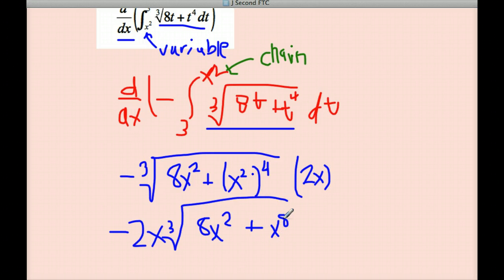So you plug in your upper limit into your variable, and then you multiply by the derivative of the upper limit. So it sounds very similar to the chain rule, and that's exactly what you're doing, is using the chain rule to solve these. All right, good luck, and that is video 1 for second fundamental theorem of calculus.